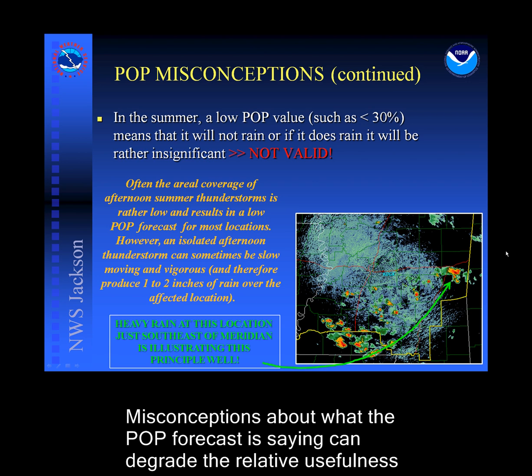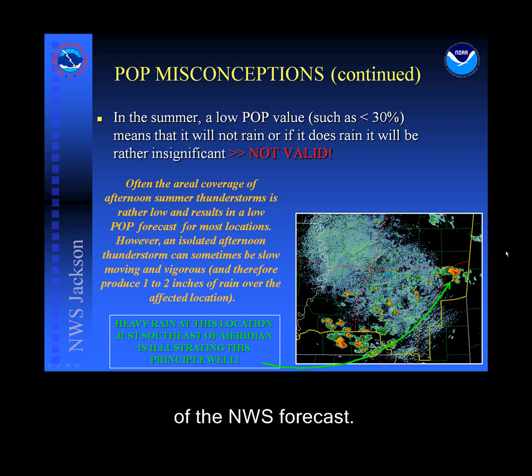Often, the aerial coverage of afternoon thunderstorms is rather low and results in a low POP forecast for most locations. However, an isolated afternoon thunderstorm can sometimes be slow-moving and vigorous, and therefore produce 1 to 2 inches of rain over the affected location. This is the case in this graphical example shown here, where heavy rain at the location just southeast of Meridian illustrates this principle well: the coverage of precipitation is low, but that heavy, slow-moving thunderstorm is likely going to give somebody a great deal of rain.